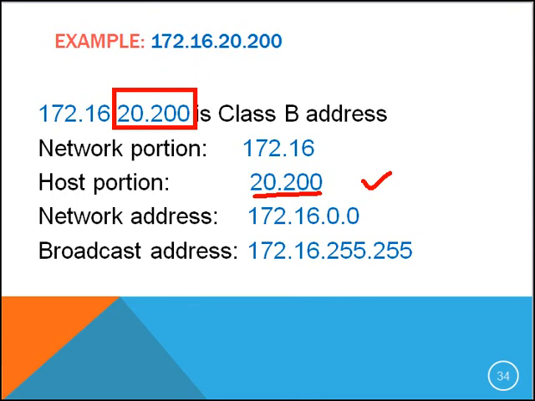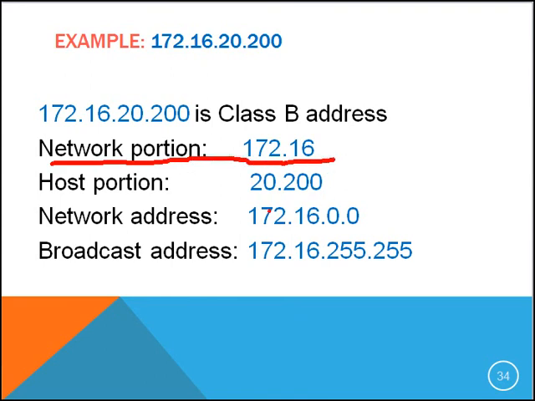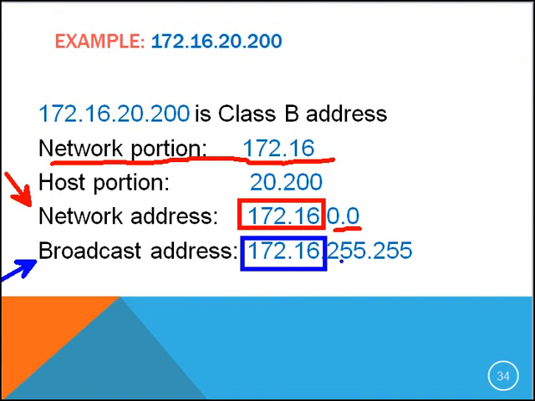And how we determine the network address and the broadcast address is this. We will see the network portion, in this case 172.16, and we will append the network portion with zeros so that this will be the network address. Okay, and the broadcast address is very similar. That means we will use the same network portion 172.16 and append it with 255.255.